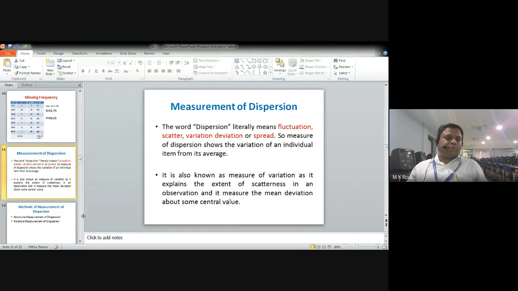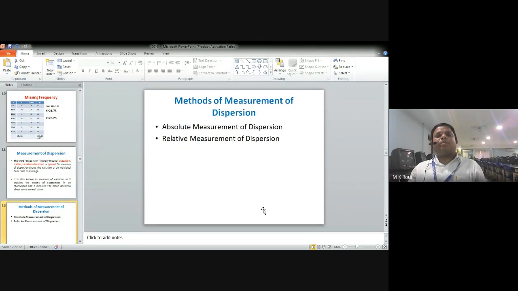Moving to the next one, the methods of measurement of dispersion are basically of two types. The first one is absolute measurement of dispersion. The second one is relative measurement of dispersion. So we will discuss them one by one.